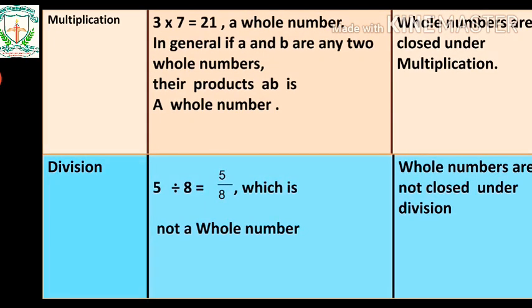So we say that for addition and multiplication, closure property is true. Let me repeat once again. Closure property for addition and multiplication is true, but for subtraction and division it is not true. So in today's class, we learnt about the number system, the definition of rational numbers, and closure property for whole numbers in addition, subtraction, multiplication and division.